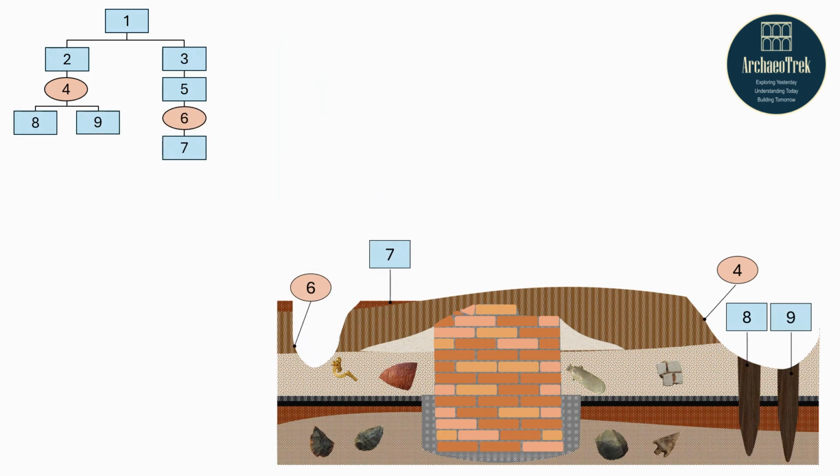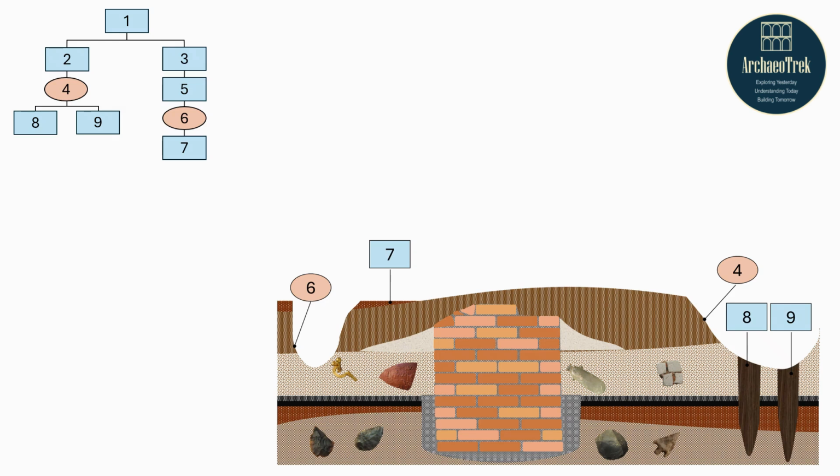Both Context 3 and 5 form the fills of Cut 6. At this stage, we therefore have two cuts, Cuts 4 and 6, both of which truncate a series of earlier layers. Which one of these should be excavated first? As shown in the stratigraphic sequence, Context 7 lies uppermost and must therefore be excavated first.